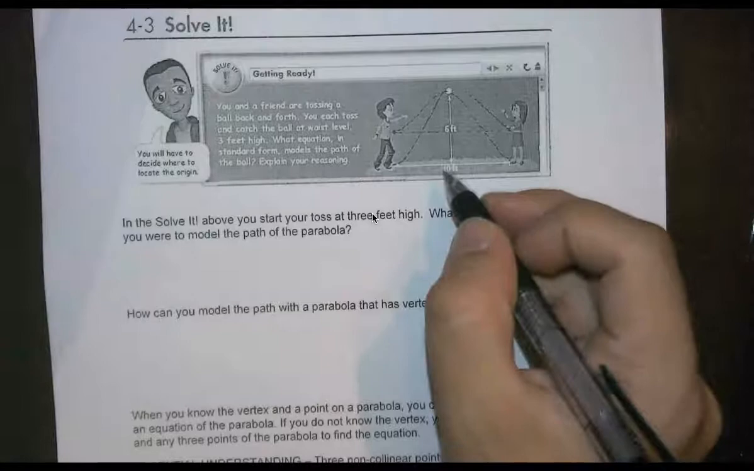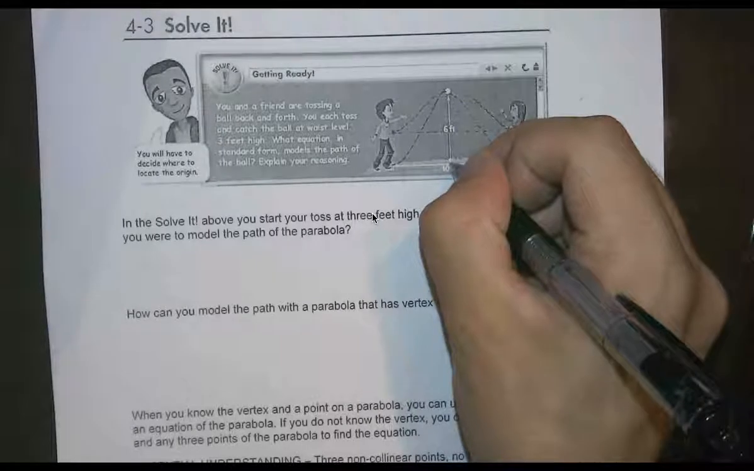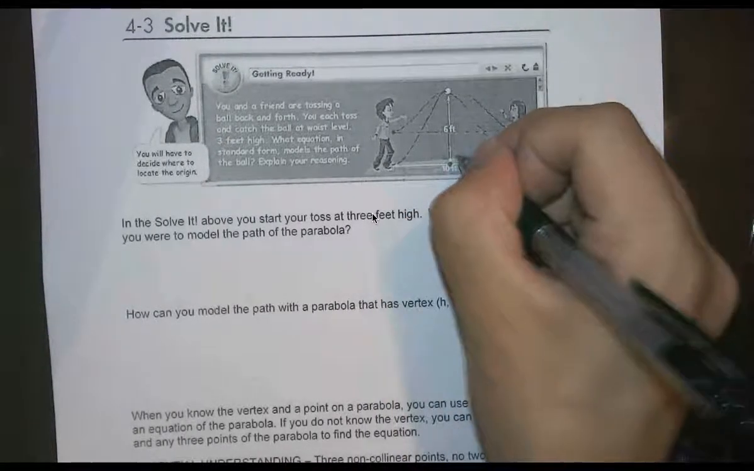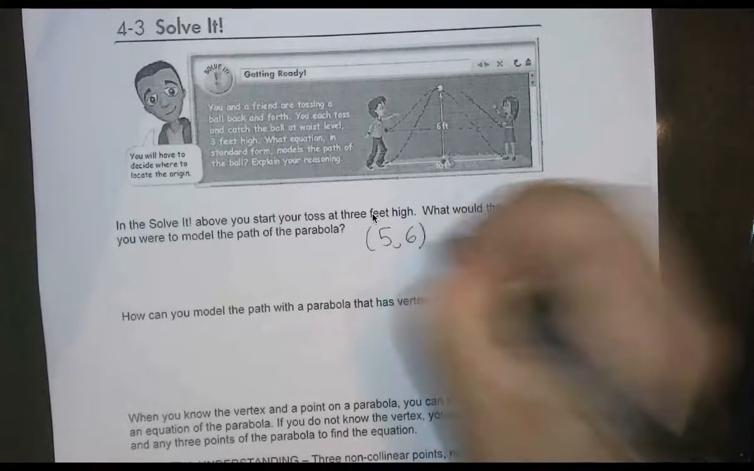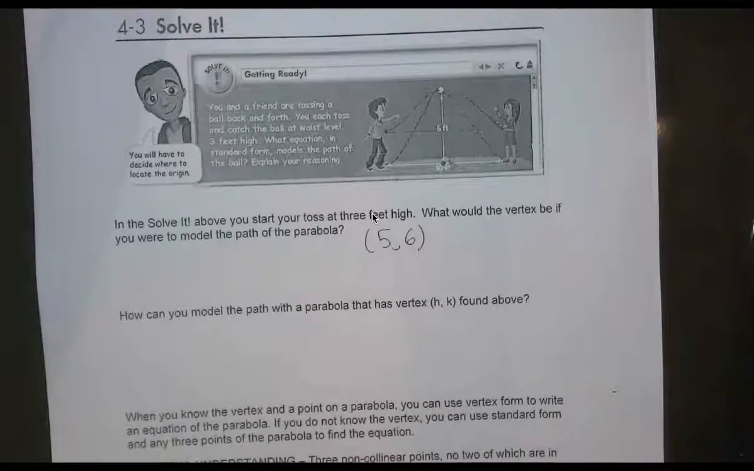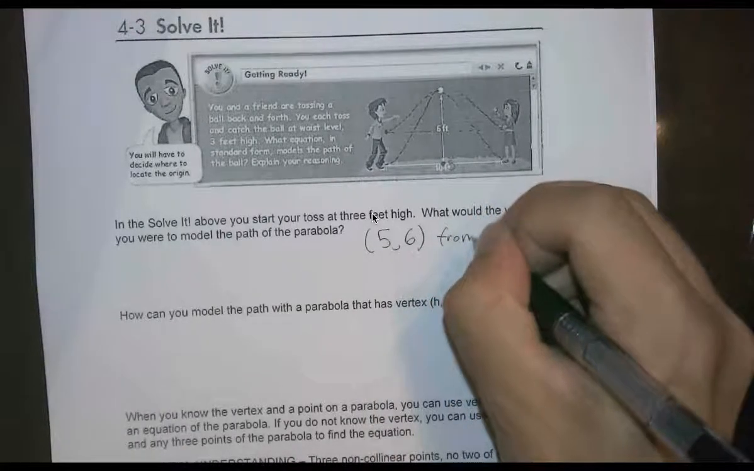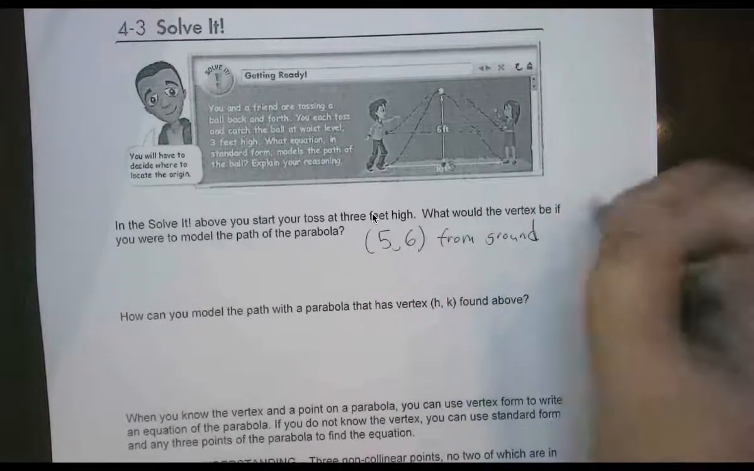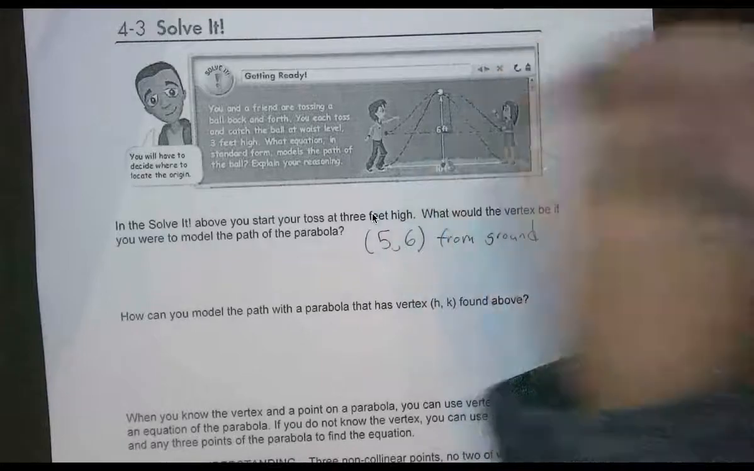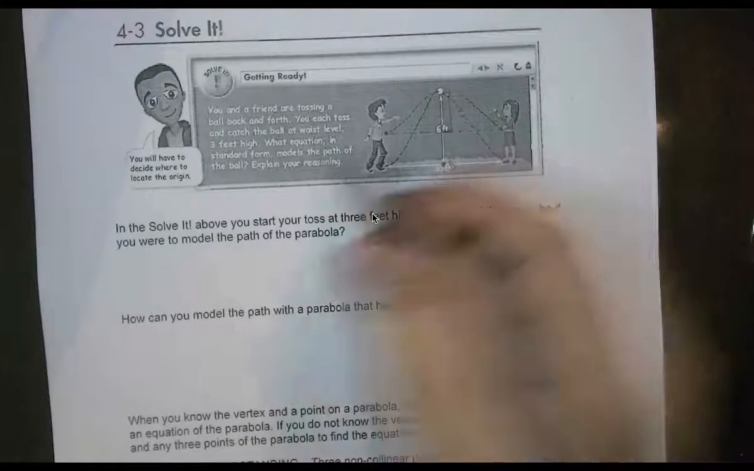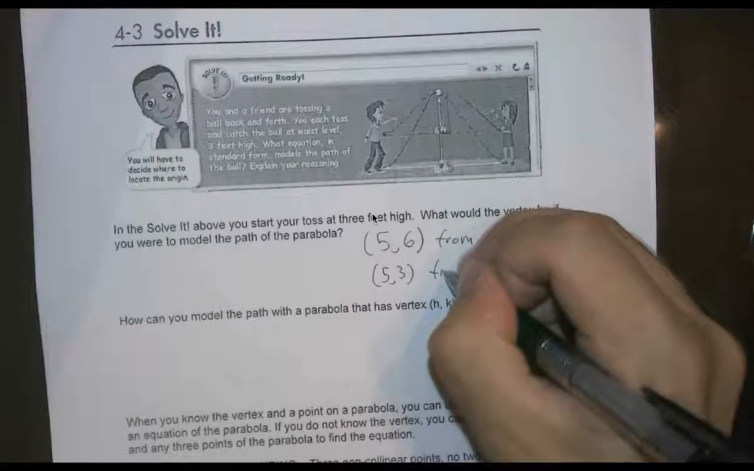Well, let's say that our axis of symmetry is seen here. If this is 5 feet away, so half of the distance between, but 6 feet up, we would say the vertex of the parabola would be (5, 6) as far as going from the ground. But if we're talking waist level, this would be (5, 3), because it's 3 units up from waist level. So you can do (5, 6) from the ground or (5, 3) from waist.